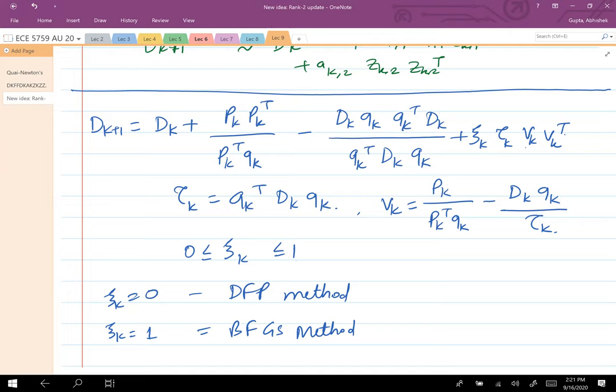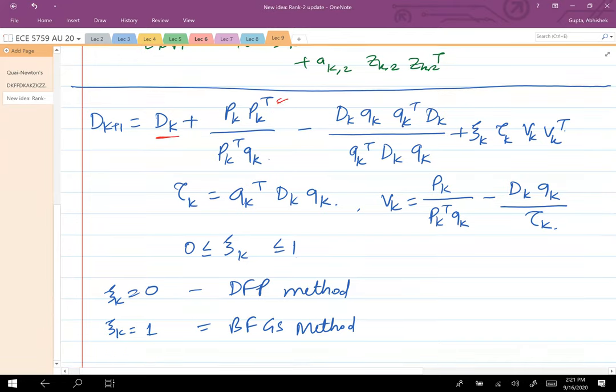However, what you may not notice is that it's not clear a priori whether DK plus 1 is positive definite or not. So let's look into it closely. Let's say I start with a positive definite matrix, so DK is positive definite. Then I have a rank 1 matrix in the numerator, but it's unclear whether PK transpose QK is going to be positive or not. So I'm not very sure. Then you have a negative sign here. You have a rank 1 matrix in the numerator, but the denominator is a strictly positive number because DK is positive definite and QK is some non-zero vector. So therefore, this is a negative value. So the second term is actually a negative definite matrix, well, negative semi-definite matrix.